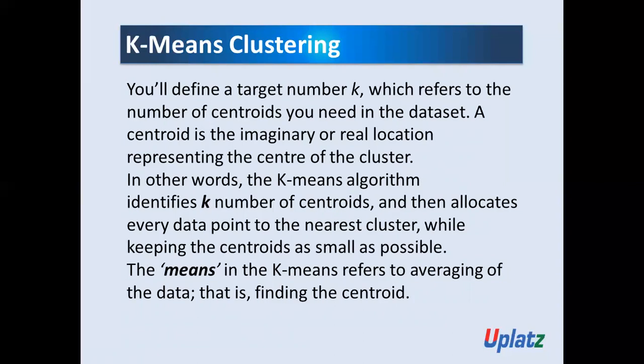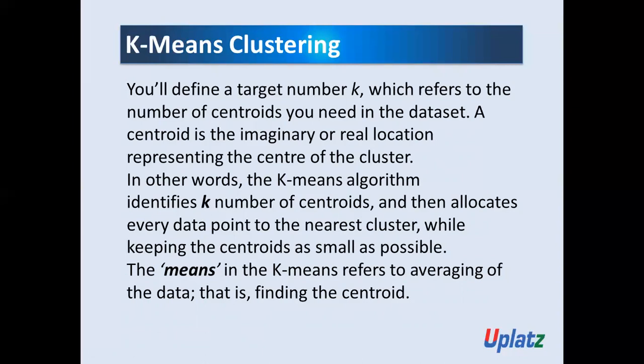What is the name of the algorithm? K-means clustering. So what does the means refer to? The means in k-means refers to the averaging of the data, that is, finding the centroid. And what is the centroid? A centroid is an imaginary or real location representing the center of the cluster.